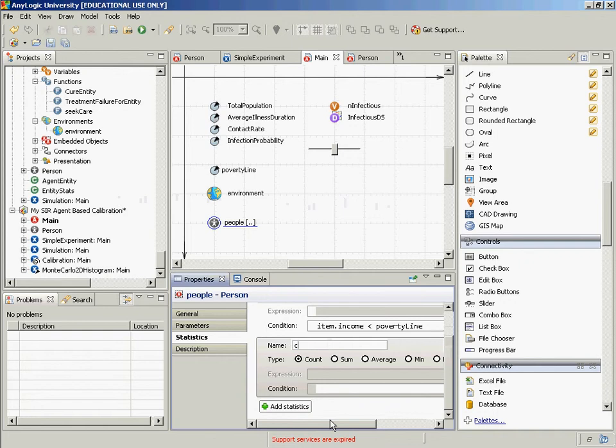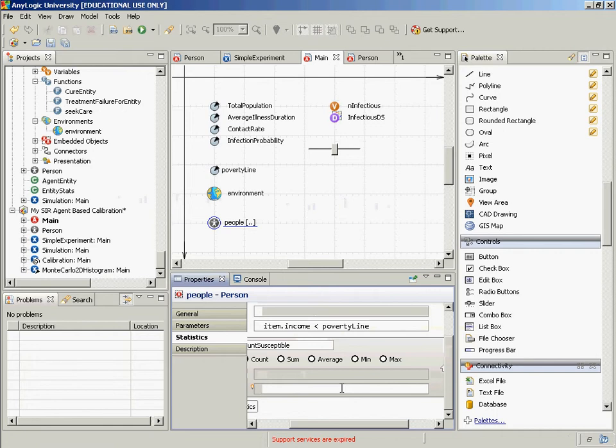Count susceptible. Okay, I'll make that part easy. Count susceptible. Is this a count? Is it an average? Is it a min? Is it a max? Sorry? It's a count. Okay, now what values, or what's the expression? What's the criteria that a person has to specify to be susceptible?